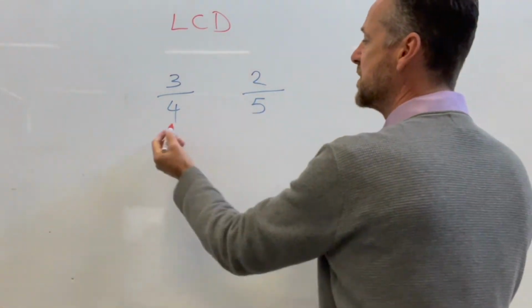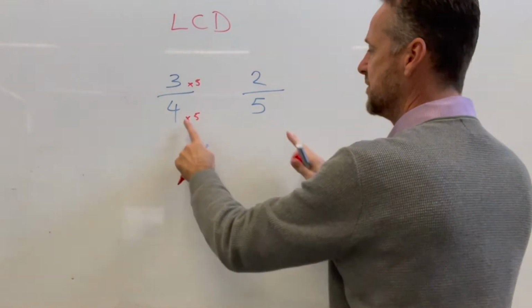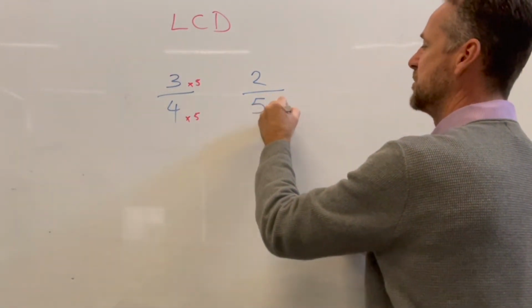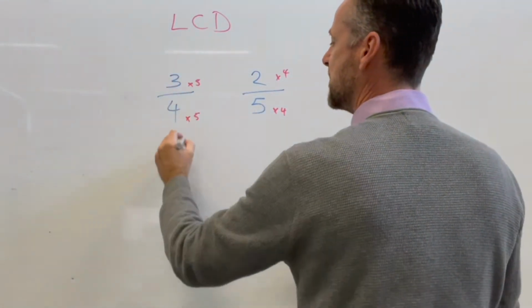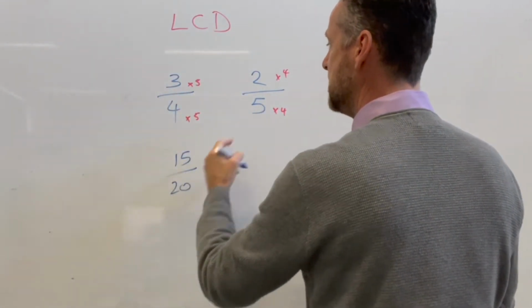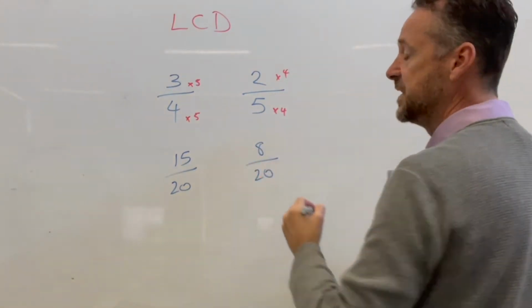So for this one here, we would just multiply by 5 and multiply by 5, because that's the denominator here, and then multiply by 4 and multiply by 4, okay? And that gives us 3 times 5 is 15 over 20, compared to 2 times 4 is 8 over 20. And then we can do that comparison.